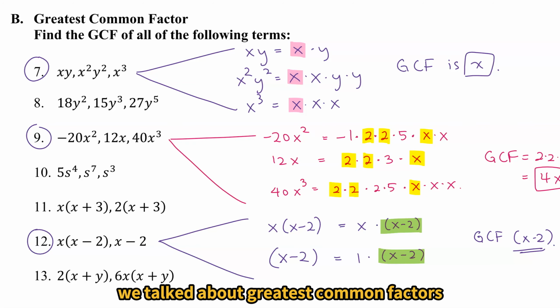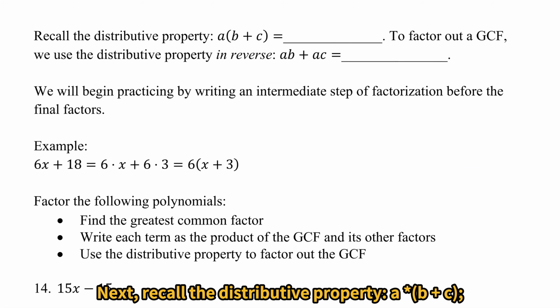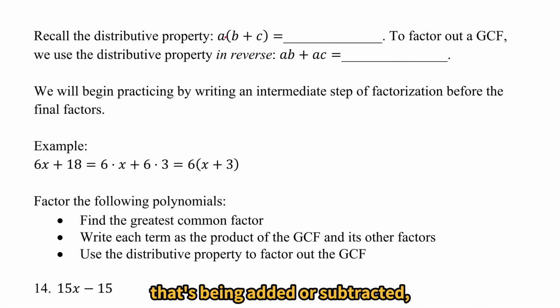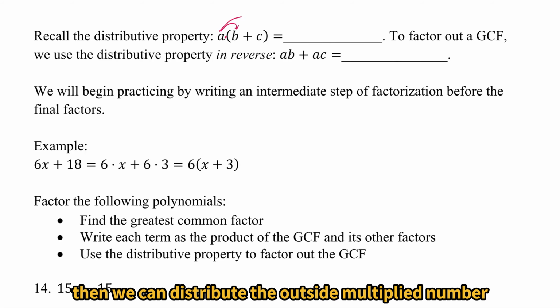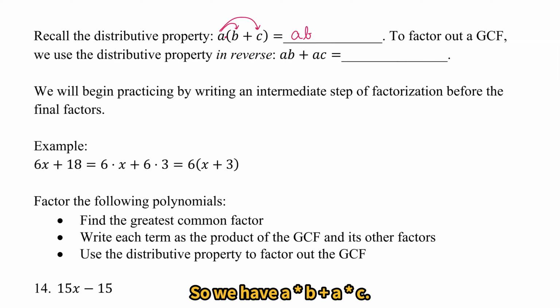In our previous lesson, we talked about greatest common factors and how to find greatest common factors. Next, recall the distributive property: A times (B plus C). The distributive property says if we have something being multiplied to a quantity that's being added or subtracted, then we can distribute the outside multiplied number to each of the terms inside the parentheses. So we have A times B plus A times C.